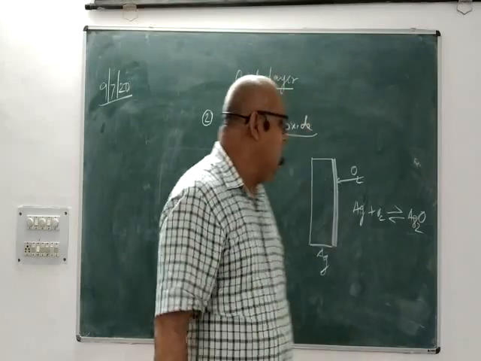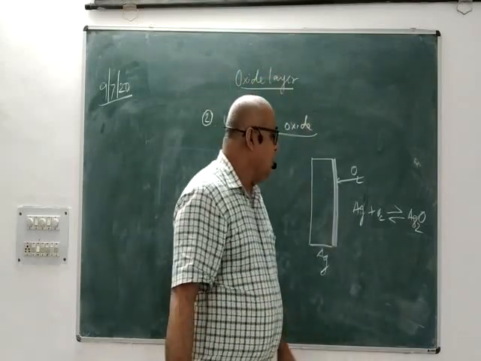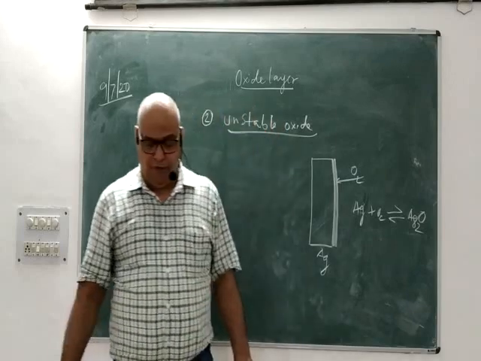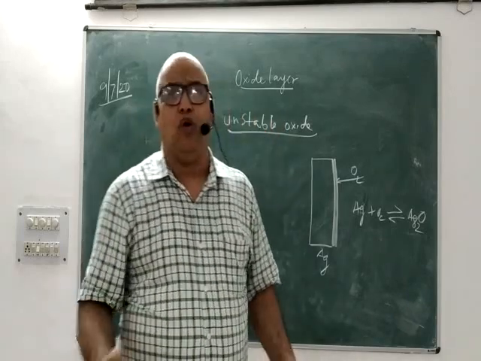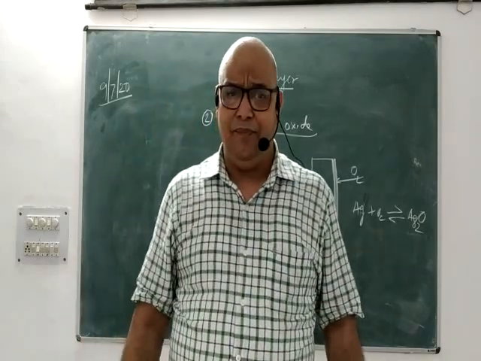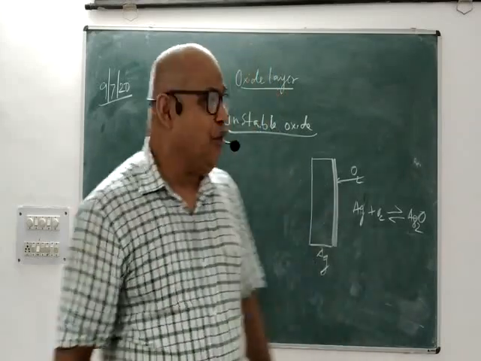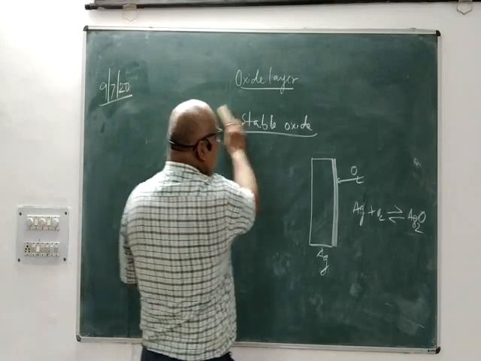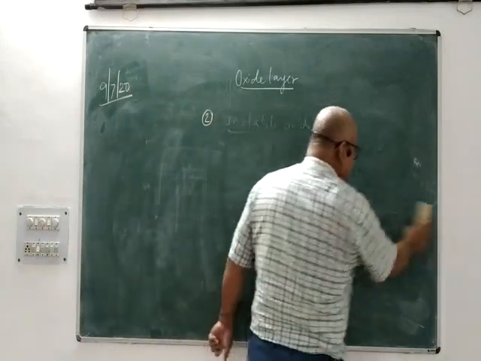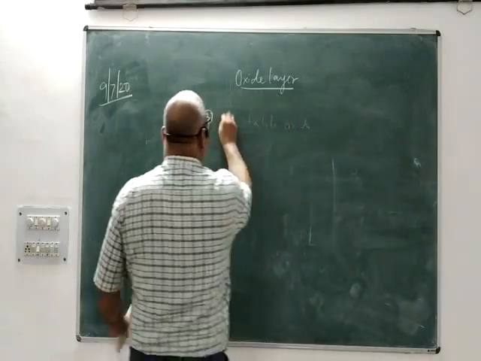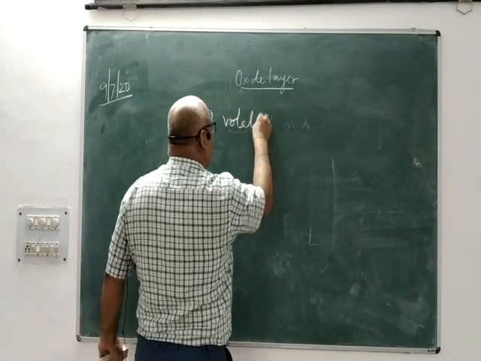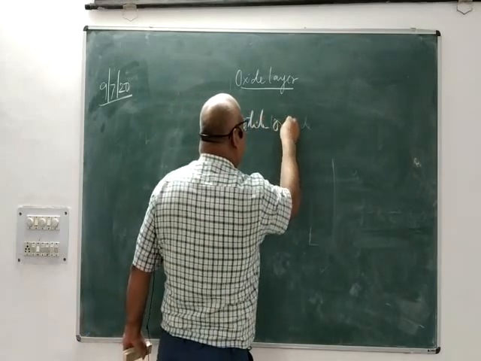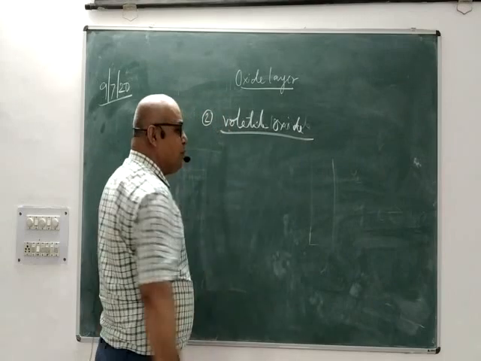Most common example is the oxidation of noble metals like gold, silver, platinum. This is all about your unstable oxide. Now, the third one is your volatile oxide. This is very, very important.